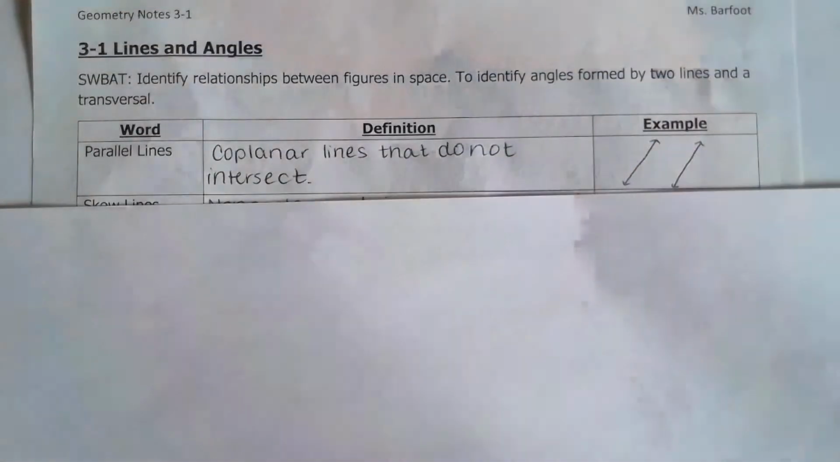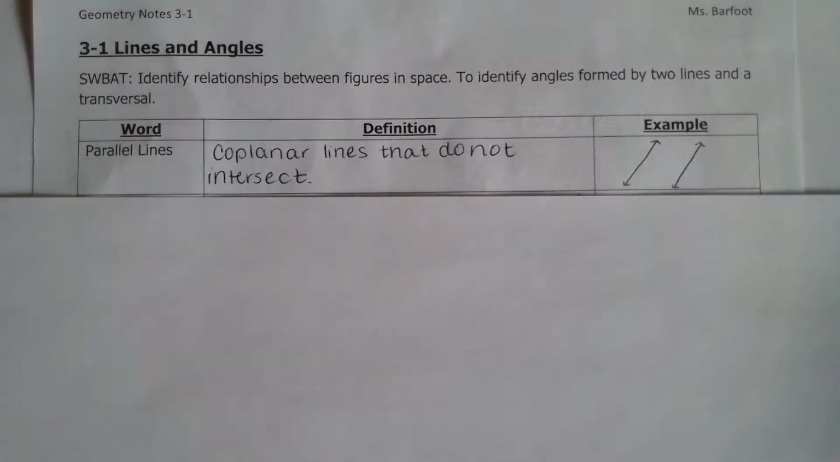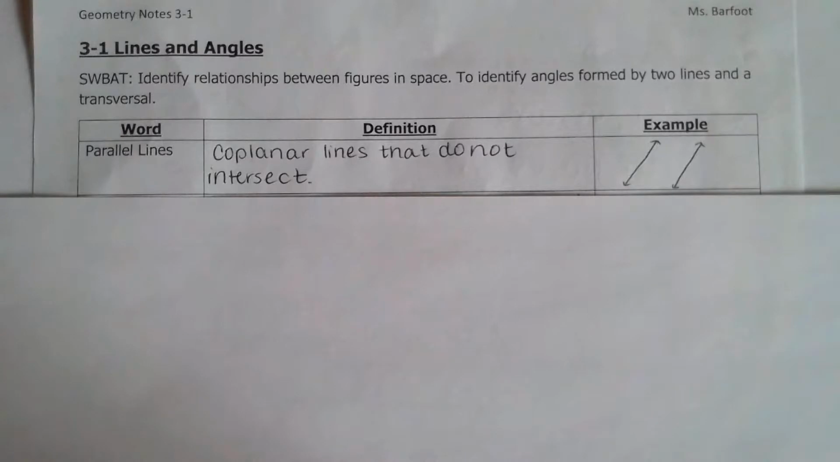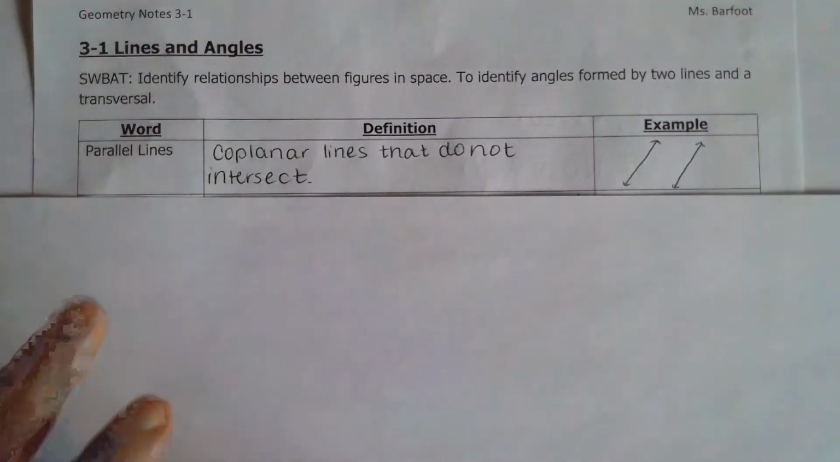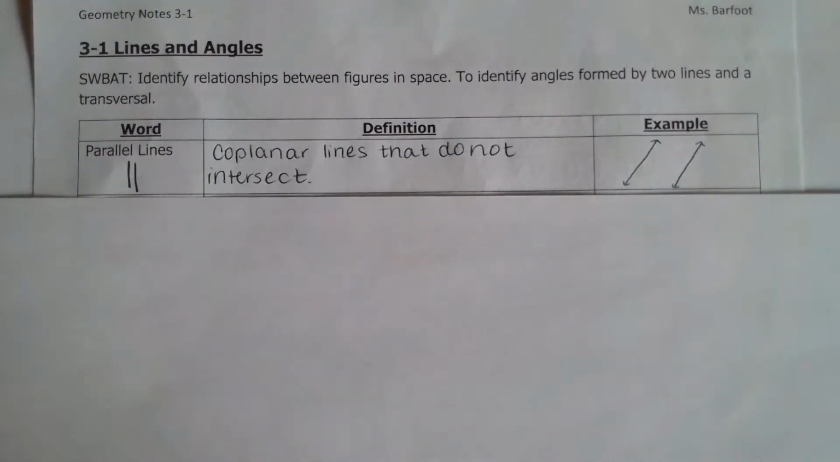So starting off with our vocab, we first have a word you should all be familiar with: parallel lines. Parallel lines are coplanar lines that do not intersect. Coplanar means that they are on the same plane, and of course you guys know that they never intersect, like this example here. Now a symbol for parallel is two vertical lines next to each other. When you see the symbol being used, they are asking you to describe parallel objects.